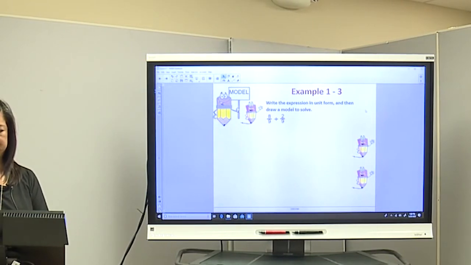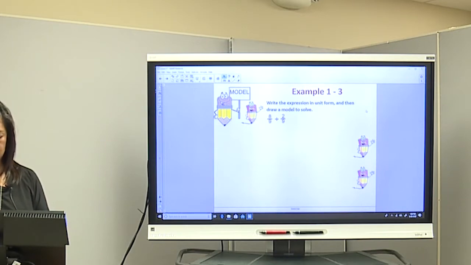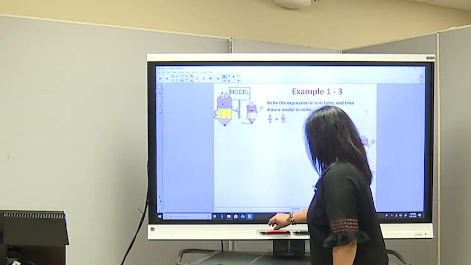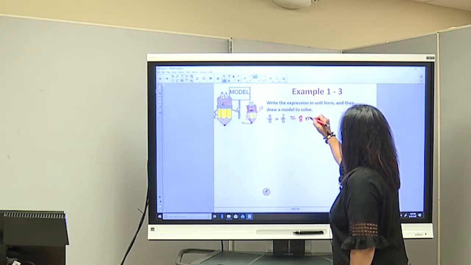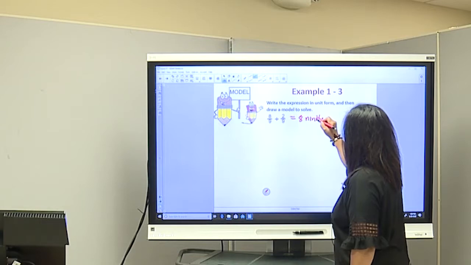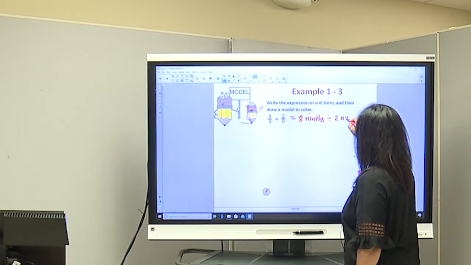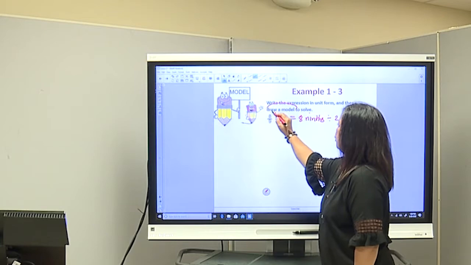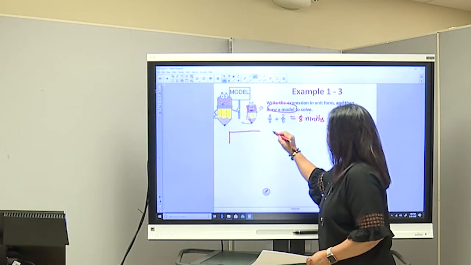Beginning with this example. It says write the expression in unit form and then draw a model to solve. Okay? 8 ninths divided by 2 ninths. So let's write that down in unit form. 8 ninths divided by 2 ninths. And then what does it say? Draw a model. Okay, so I'm going to get my 8 ninths.